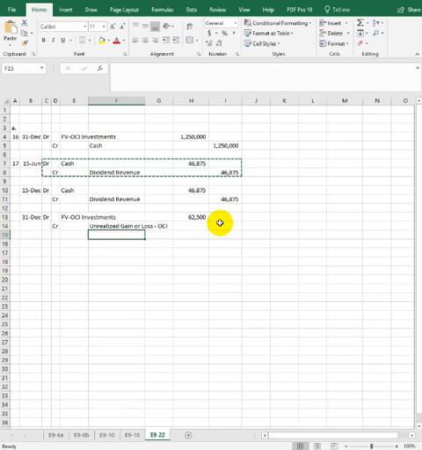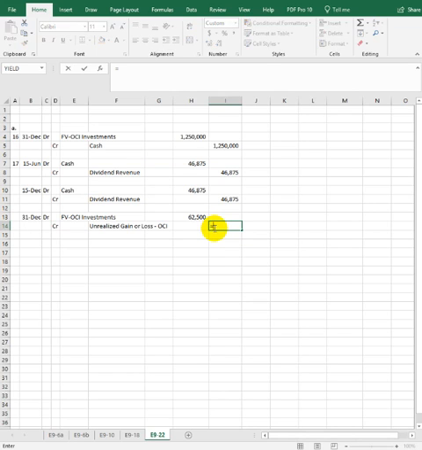Okay, so of course that's the same amount. Let's see. Whoops, what did I do? I want to go equal that same amount. And that's just the difference between the current fair value of $21 per share times 62,500 minus the 1.25 million we paid for these shares in the first place. And that answers the first part of the question quite nicely.